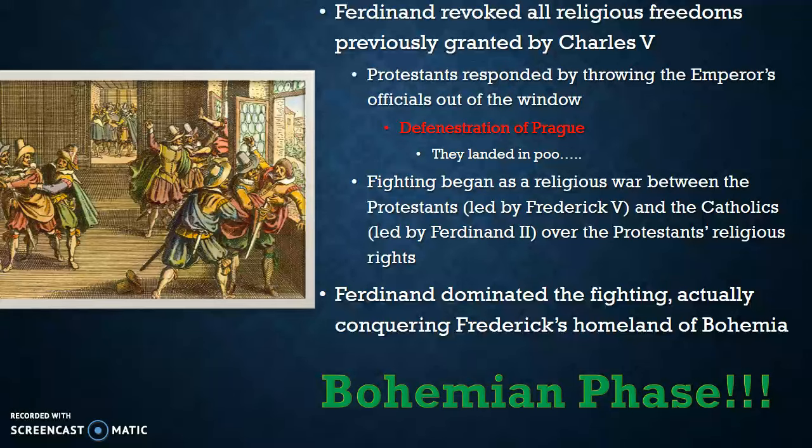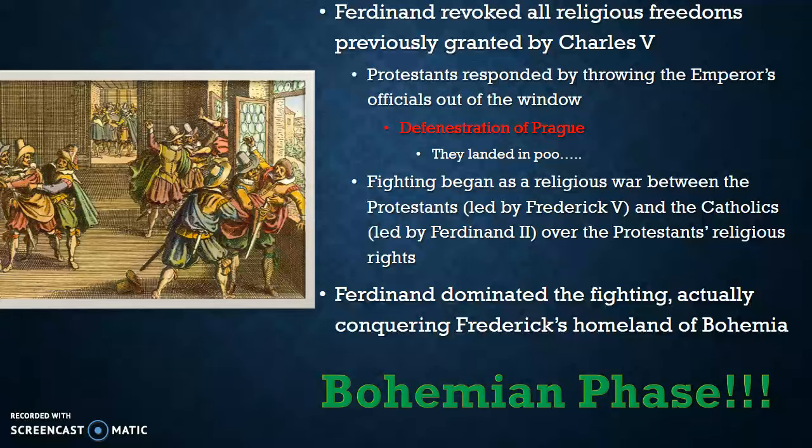So the Protestant leaders are going to go to Ferdinand's people and actually throw them out the window of the Senate building that they're in. This is called the Defenestration of Prague. Literally, defenestration is a word for the throwing out of a window of these officials. Luckily for them, they land in piles of manure and actually don't die, but the situation devolves very quickly from there. Fighting will almost immediately break out.